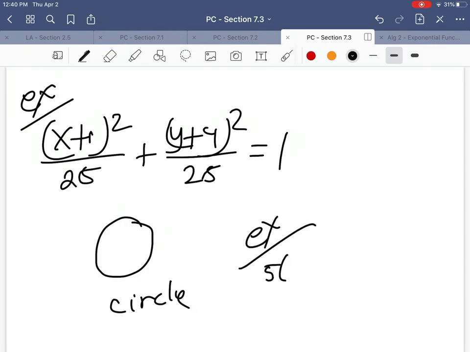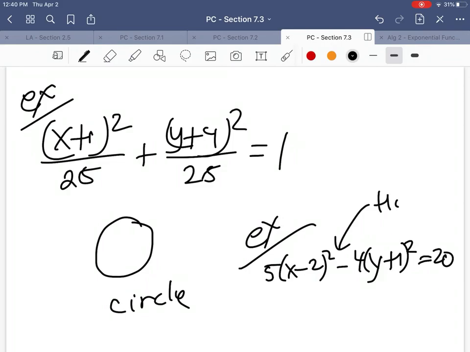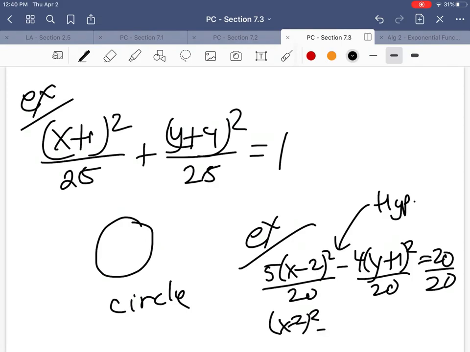And last one, let's say I had 5 times x minus 2 squared minus 4 times y plus 1 squared equals 20. So I don't have to do anything to that. I notice that minus sign right there. That's just an indicator that this is a hyperbola. And so if you wanted to, you could divide everything by 20 to see what was going on. You get x minus 2 squared over 4 minus y plus 1 squared over 5 equals 1 if you wanted the true format, but you don't really need to, just to recognize it as a hyperbola.